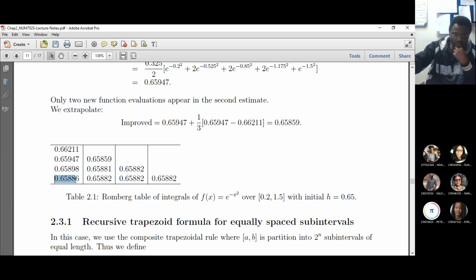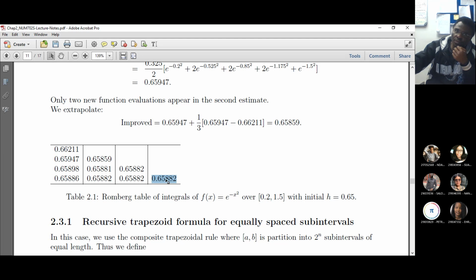1, 2, and we obtain this one. And then for the next column, we come to this one, we use these two to compute this one. And then the following two, this and that, to compute this. And for the last column, we take these two, 1, 2, to compute this.